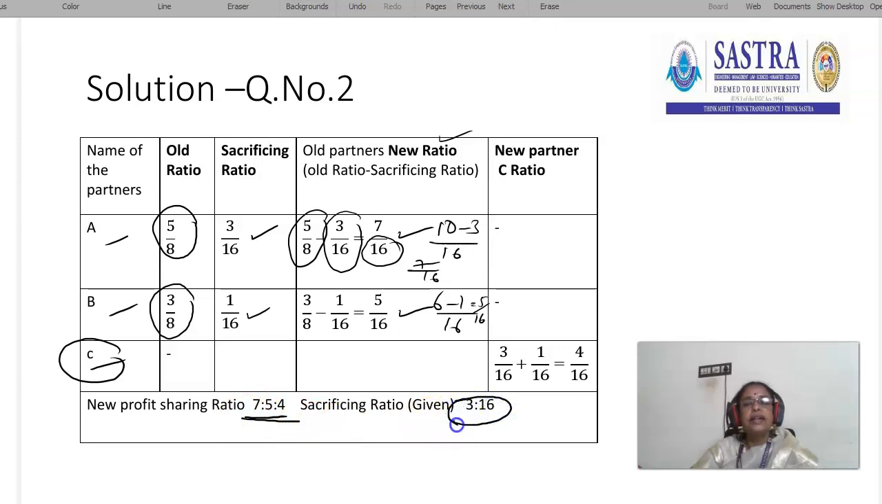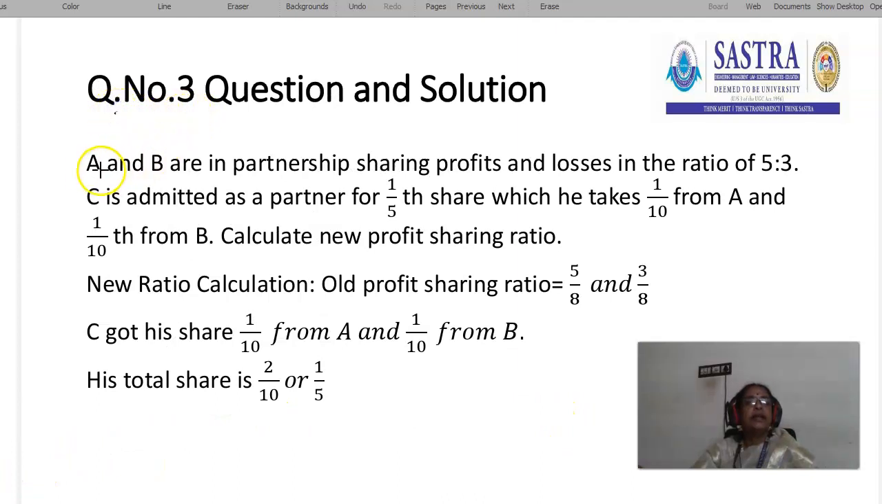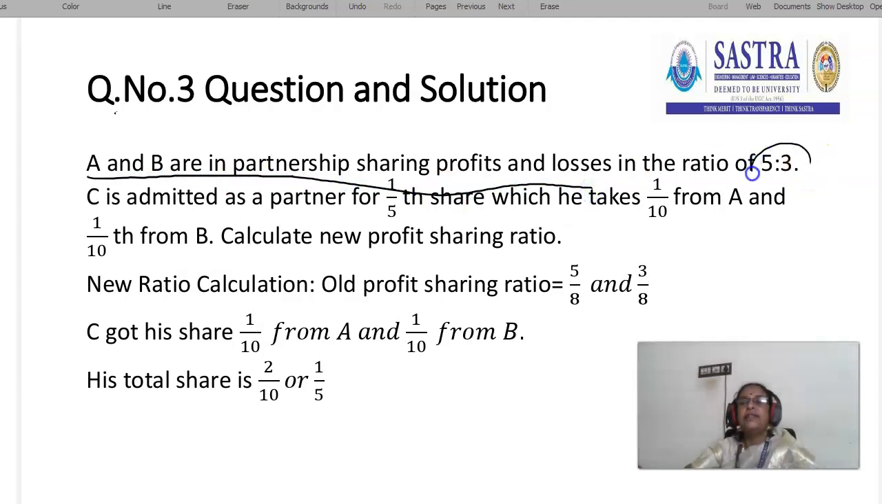Sacrificing ratio, that is given in the problem itself, that is 3:1. 3:1 is the sacrificing ratio. Then question number 3. A and B are partners sharing profit and losses in the ratio of 5:3. A and B are old partners. C is a new partner for 1/5 share, in which he takes 1/10 from A and 1/10 from B. Calculate new profit sharing ratio.